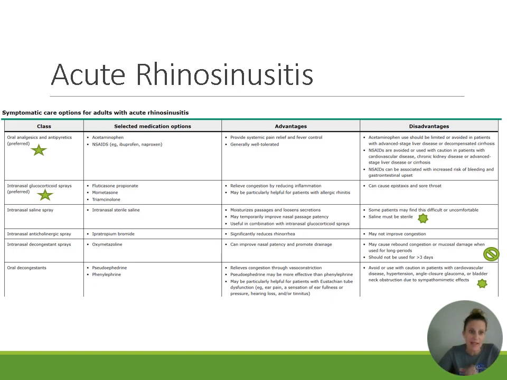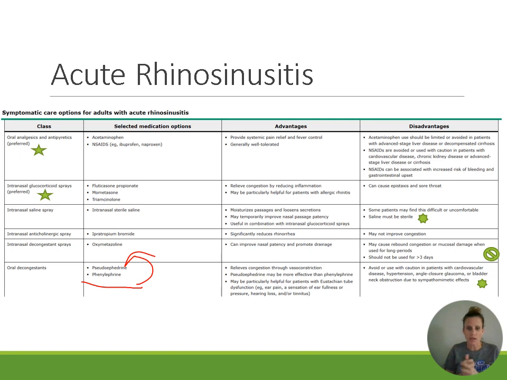And then the last thing on this slide are decongestants. First, we have intranasal decongestants and then oral decongestants. Intranasal decongestants, again, include oxymetazoline and then intranasal phenylephrine. Phenylephrine we see listed down here under oral. There's also an intranasal form, and actually the intranasal form is the only one that works. I'll talk about oral in a second. But the intranasal phenylephrine can work as a decongestant.